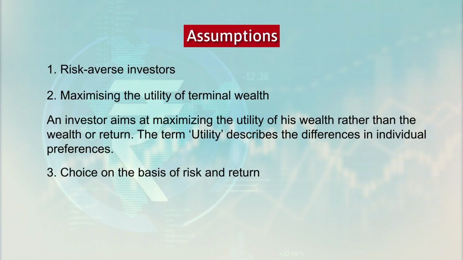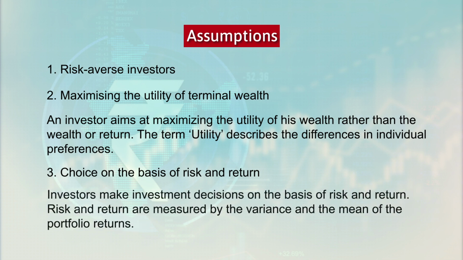The third assumption is choice on the basis of risk and return. Investors make investment decisions on the basis of risk and return, and risk and return are measured by the variance and the mean of the portfolio returns. The CAPM model assumes that rational investors put away their diversifiable risk, namely the unsystematic risk, but only the systematic risk remains, which varies with the beta of the security.